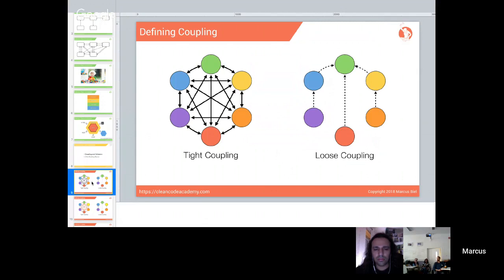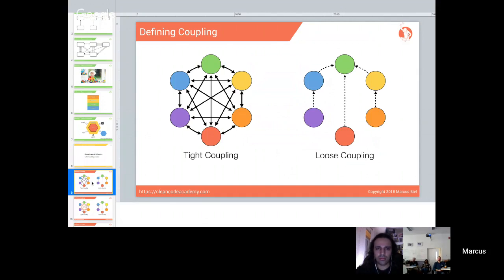So, coupling. What is coupling? Well, coupling is about two or more components and about how closely these components are connected, are coupled to each other, right? So when we talk about coupling, we usually talk about a tightly coupled system and a loosely coupled system. On the left side, I have symbolized a system that is tightly coupled. That would be the big ball of mud, right? You see, we have lots of connections.